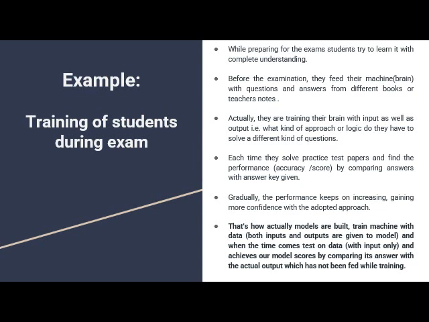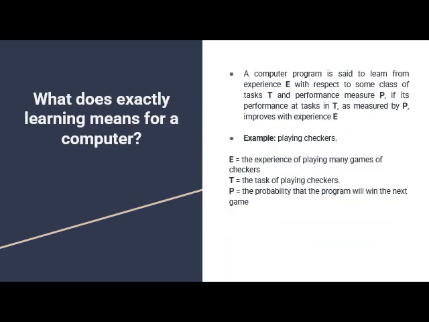They train the machine with the data, meaning both inputs and outputs are given to the model, and when the time comes to test on data with input only, they try to achieve the model score by comparing the output with the actual output which has not been fed during training. So in this way the performance keeps on increasing, and it gains more confidence with the adopted approach. So what does learning exactly mean for a computer?